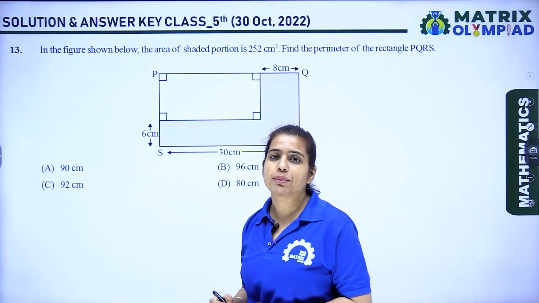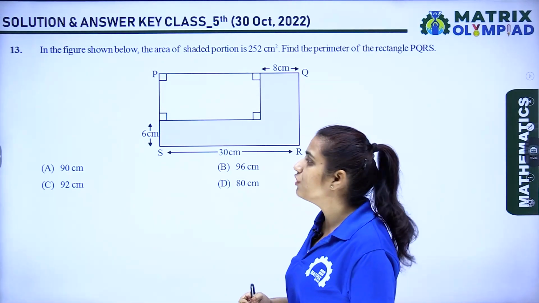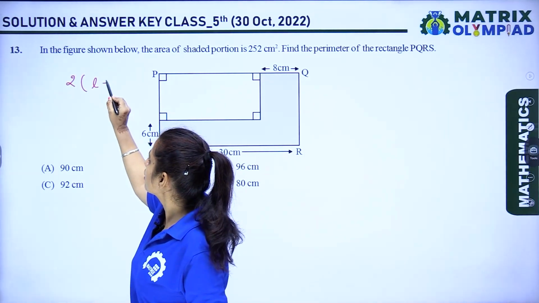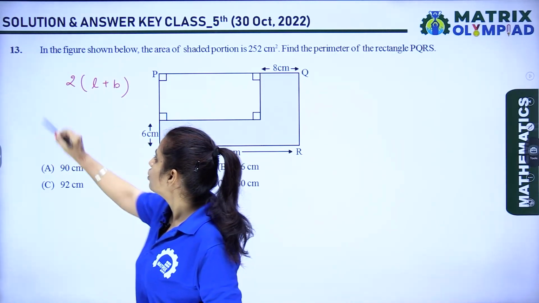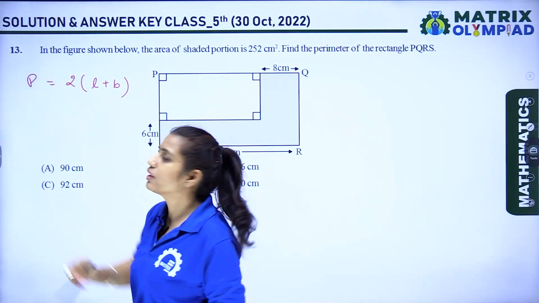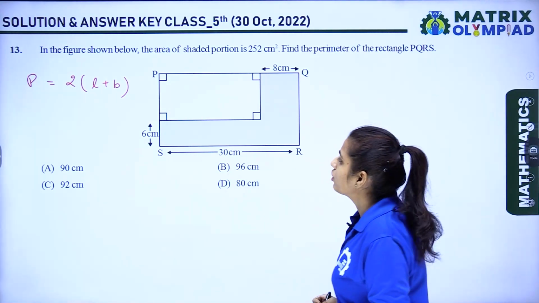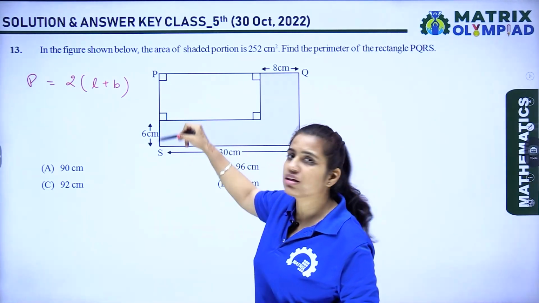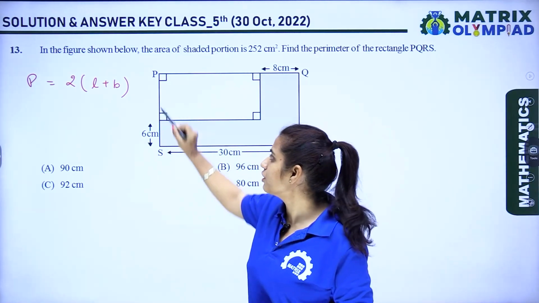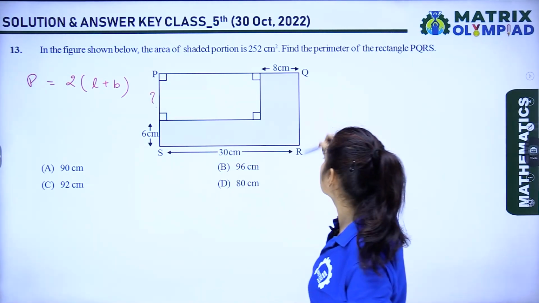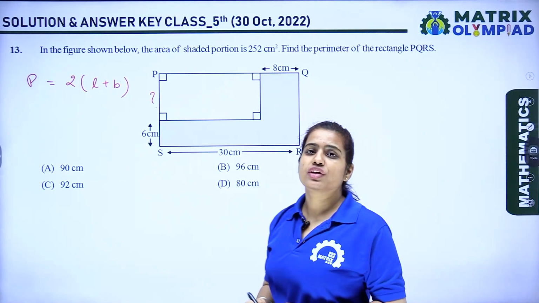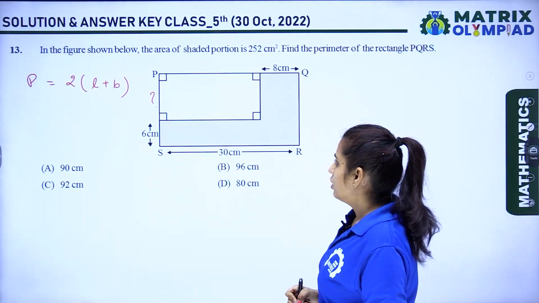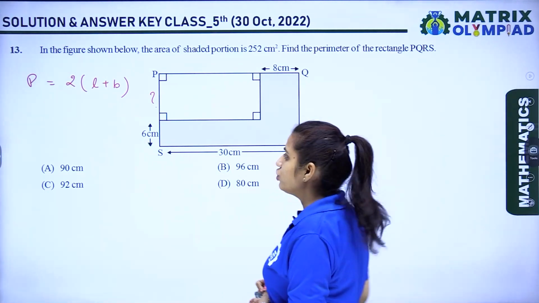For finding out the perimeter of a rectangle, we know the formula, that is 2 times (length plus breadth). So this is the perimeter of a rectangle. For this, we have the length, but we are not given the complete breadth. We are only given the 6 centimeter. We are not given this, or QR. So first of all, we are going to find out the breadth of this rectangle. Let's begin with the calculation part.